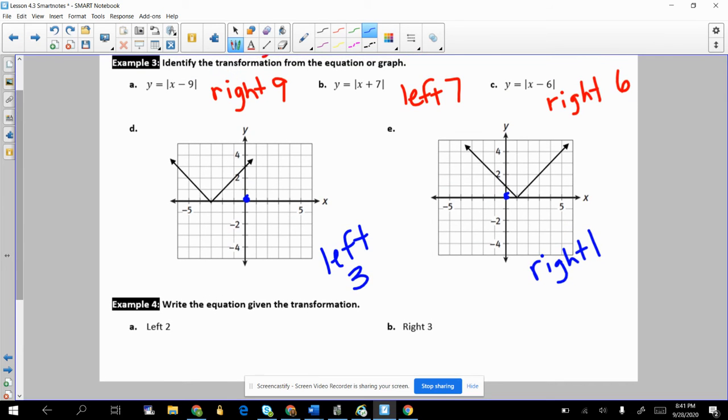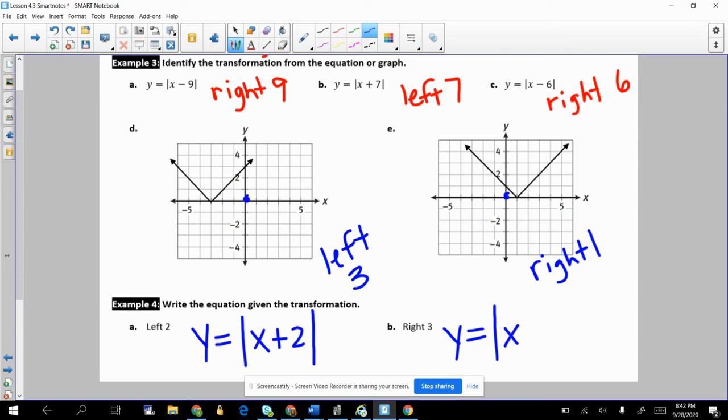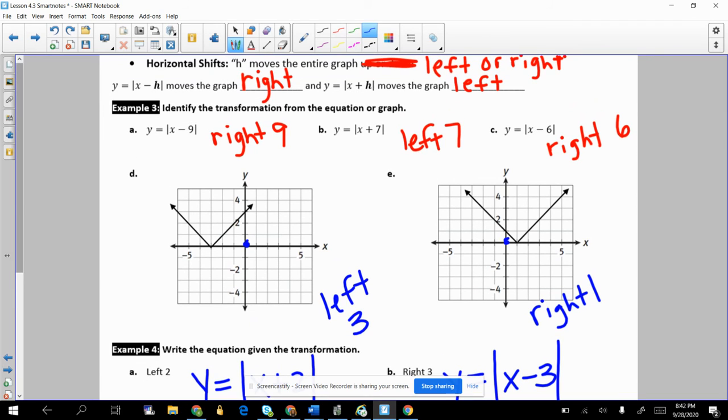Okay. And then the last part, let's go ahead and make sure we can write some equations. Okay. So if it's saying it moves to the left 2, we're going to write that as y equals, and that should be the absolute value of x plus 2, all inside the absolute value bars. Okay. And then part B, y equals the absolute value of x minus 3 if we want it to move to the right 3. So again, those are your horizontal shifts. Those are what's going to move your absolute value function left or right.